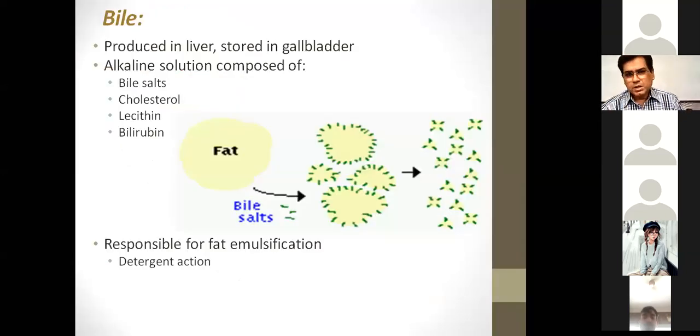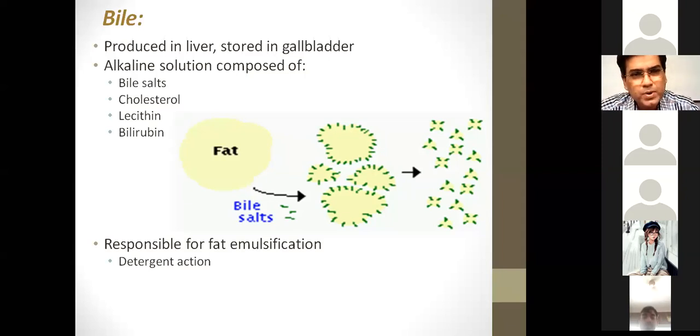Okay, how does it actually happen, how are these droplets converted into simpler structures? This is facilitated with the help of bile. What is bile? We know that bile is produced in the liver, in the hepatic canaliculi, and it is stored in the gallbladder. Bile is a solution composed of bile salts, a little cholesterol, lecithin, and some bilirubin as well. So the composition of bile is bile salts, cholesterol, lecithin, and bilirubin.